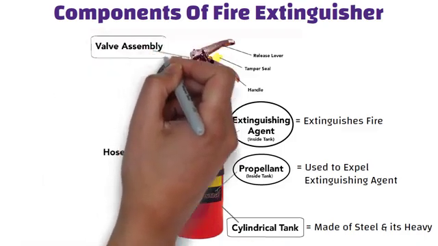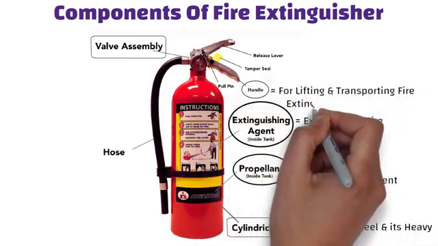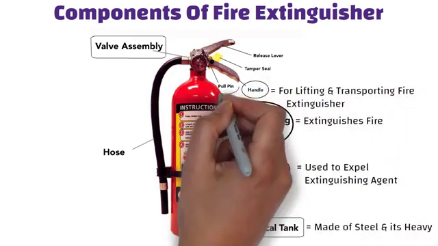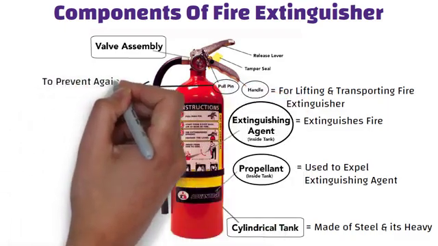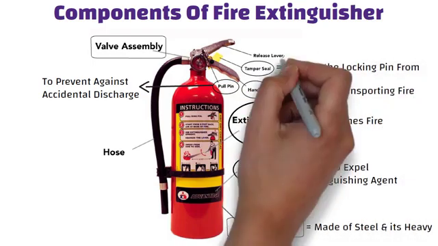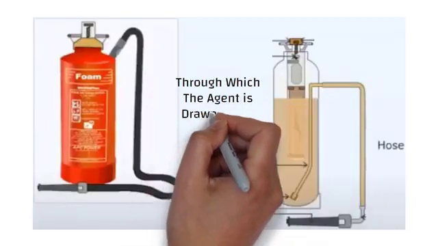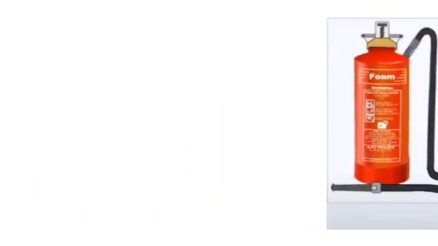Valve assembly. It consists of a handle for lifting and transporting the fire extinguisher, a metal locking pin to prevent accidental discharge, a plastic tamper seal to keep the locking pin from falling out, a metal release lever and a dip tube through which the agent is drawn up for expulsion.